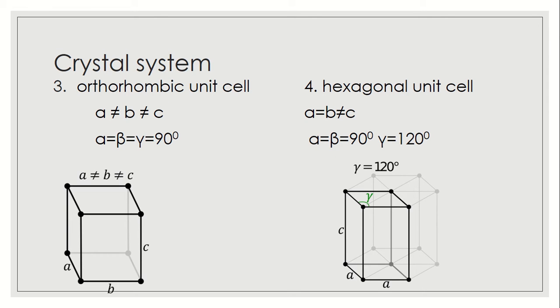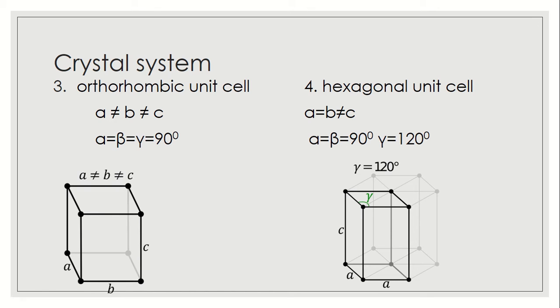Coming to the third type of crystal system, it is the orthorhombic unit cell, where A is not equal to B and B is not equal to C. So all the three lengths will be different, but they are all perpendicular to each other. Angle alpha is 90 degrees, beta is 90 degrees, and gamma is also 90 degrees.